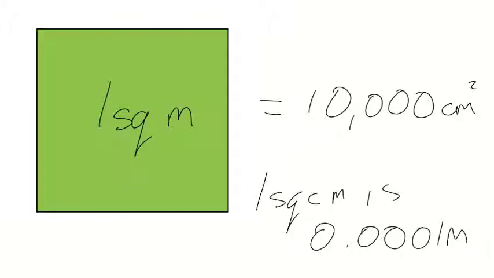to the decimal point. For example, 12 centimeters squared would be 0.0012 meters squared, and half a meter, 0.5 meters squared, would be 5,000 centimeters squared.